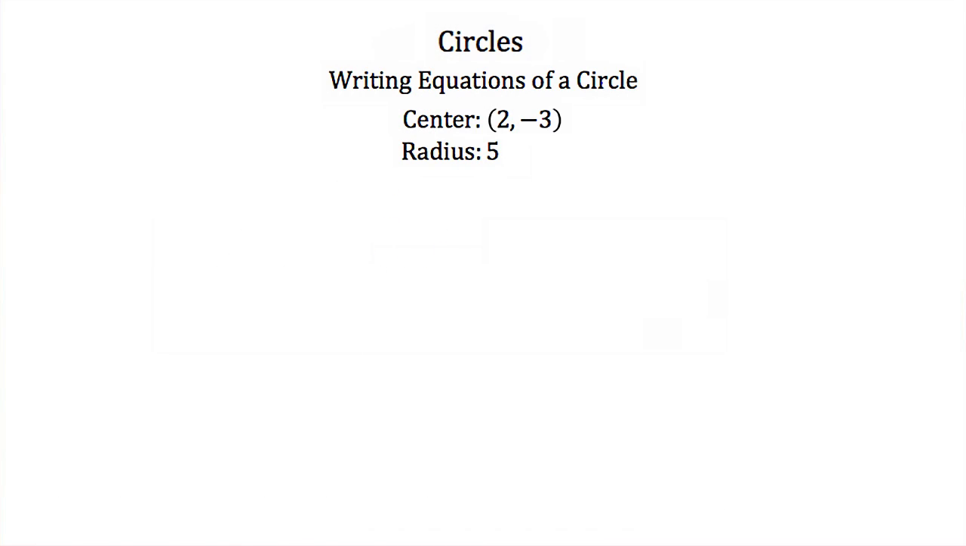So let's write the equation of a circle with the center at (2, -3), and with a radius of 5. Now our center is not at the origin. So since our center is not at the origin, we're going to use the standard form of a circle that looks like (x minus h) squared plus (y minus k) squared is equal to r squared. Now my h is the x coordinate of my center, so in this case 2. K is the y coordinate of my center, so in this case -3. And then r is my radius, 5.